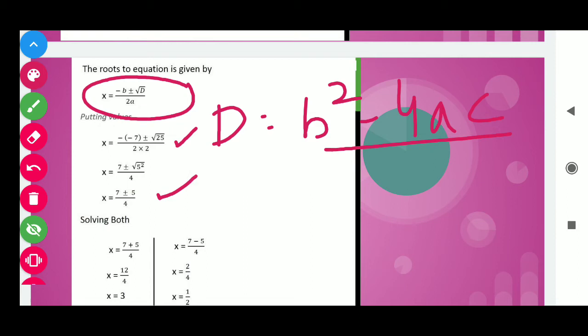So students, we get here two values. First put the positive sign, then assign the negative sign. In this way we get 7 plus 5, 12, and 12 over 4 we get x is equal to 3. Now 7 minus 5 is equal to 2, 2 over 4 we get 1 over 2. In this way we get the values of this quadratic equation.